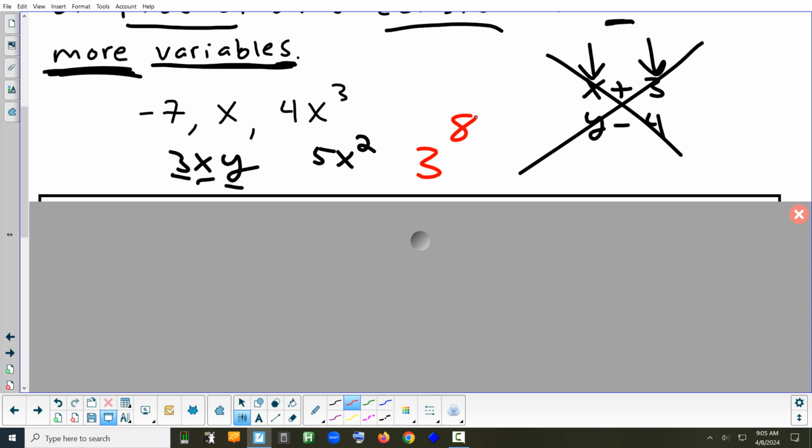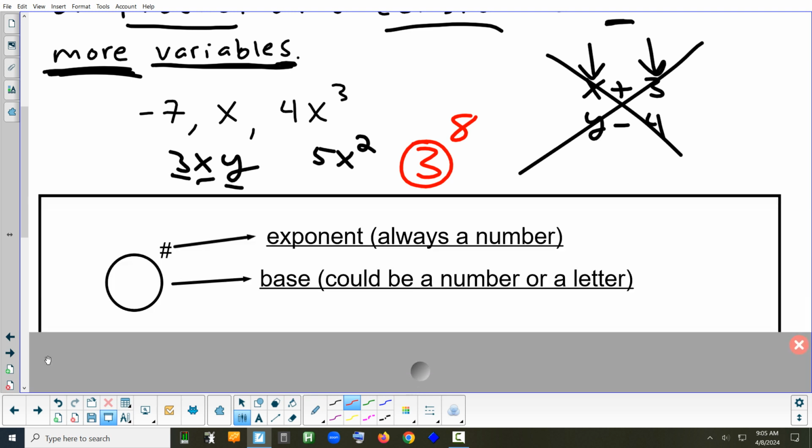Anybody know in math what we call those numbers? Well, how would you pronounce that? Exponent. Yeah, exponent. That's 3 raised to the 8th power. So the 8 is called the exponent. And does anybody know what you call the number that's down lower? Base. The base. Yep, exactly. Okay, so the exponent is a number that's up higher.